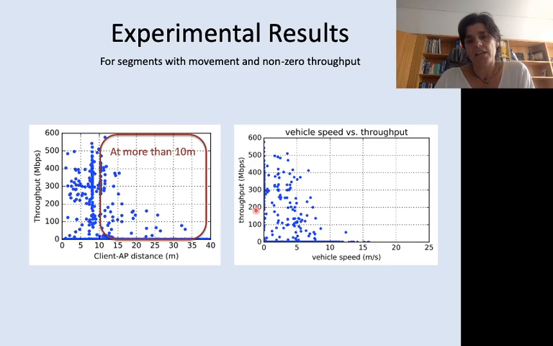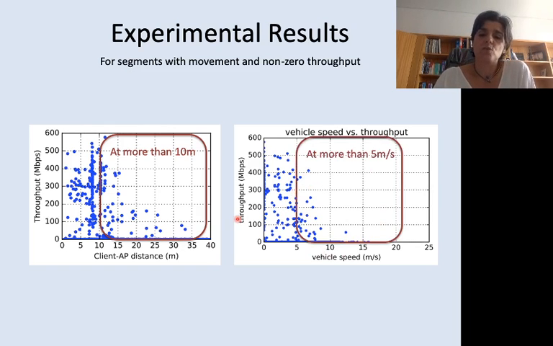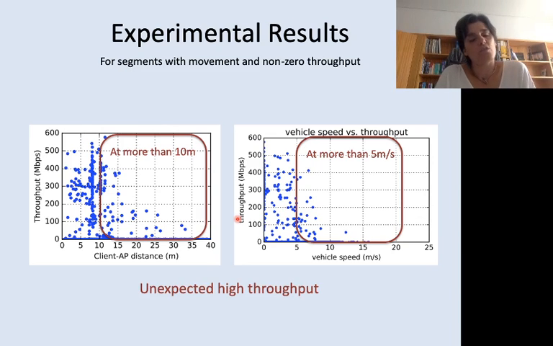On the right-hand side, you can see the throughput versus the vehicle speed. And here also you can see that you can achieve 300-400 megabits per second at more than 5 meters per second. So these were unexpectedly high throughputs, and we were asking ourselves what might have caused this.